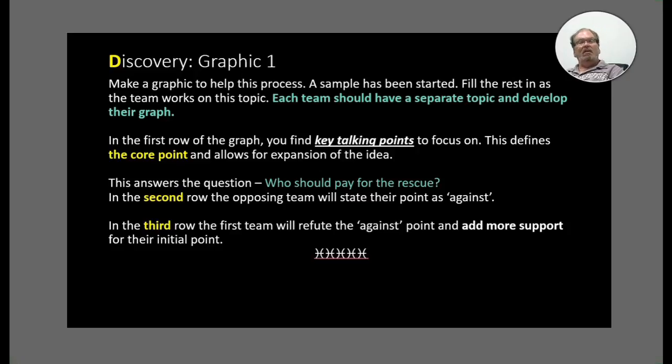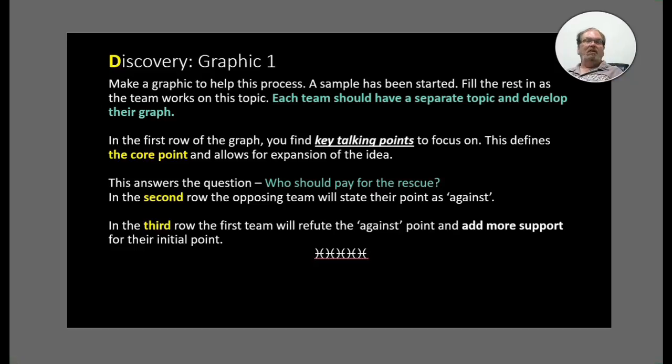If you come together, everybody should have different ideas. Remember, everybody has their own statement. So your statement, and then down, down, down, you can talk about that, but each statement, every opposing statement should be different. Each statement should be different, opposing should be different, because they're different topics. The same idea, but different topics. And so get together and find your key talking points. And what's the core point? Who should pay for the rescue? But you need that core point.